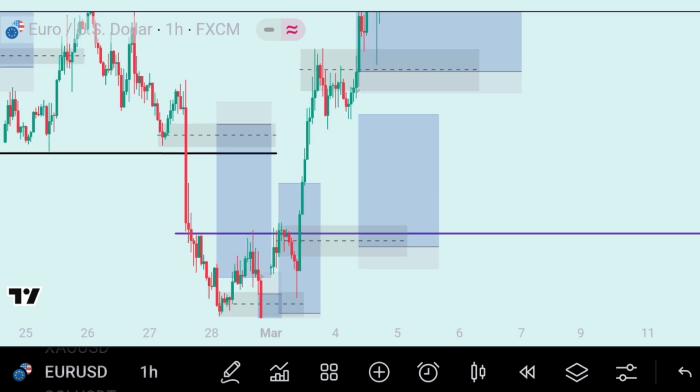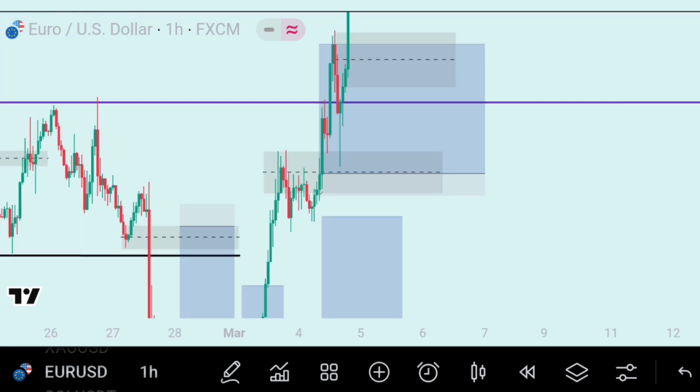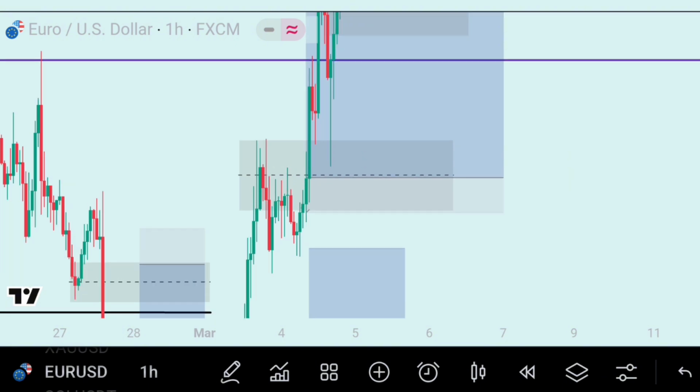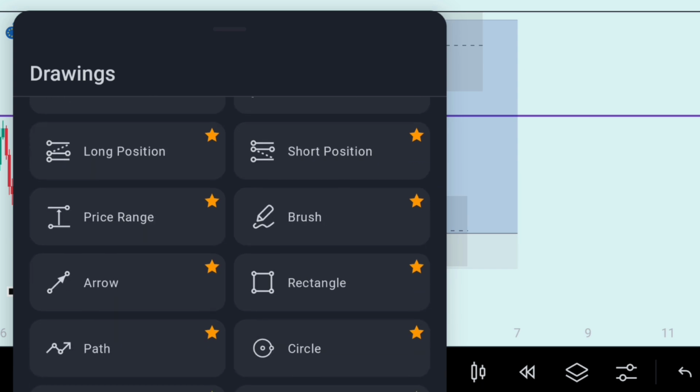So the month of March, we had a missed entry over here because the market didn't come back to this point. Here we got close to entry, but we had a missed entry over here. You can clearly see. Let me show what I mean by a missed entry. Let me use my arrow 2.